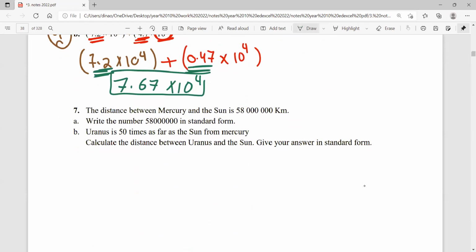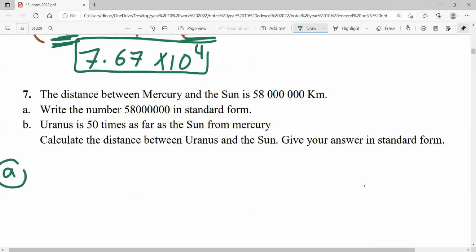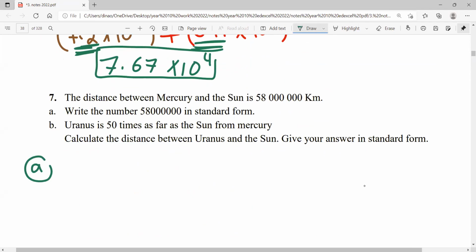Question number 7 says the distance between Mercury and the Sun is so much. Write this number in standard form. Okay, I will do it right away. If you want to do it with the calculator, shift mode 7 9, shift or 5 8 sorry. How many zeros are these? 1 2 3 4 5 6, press equal, and it will be 5.8 times 10 to the power of 7.